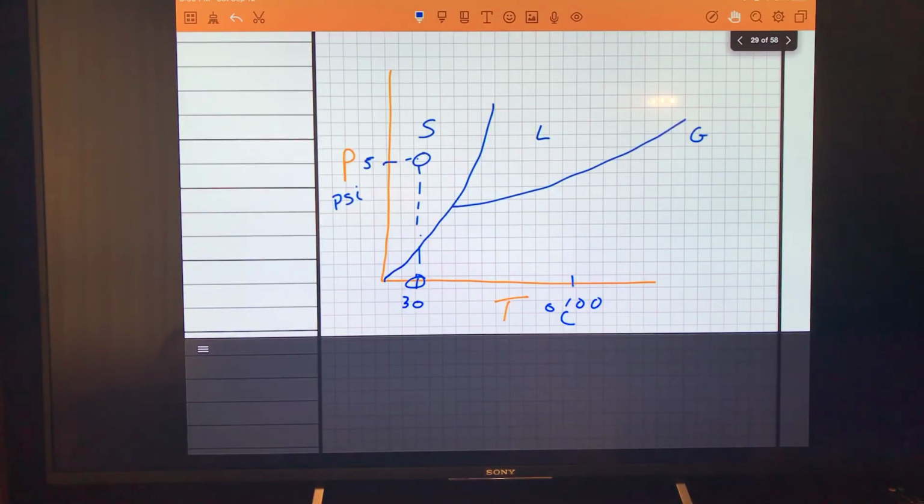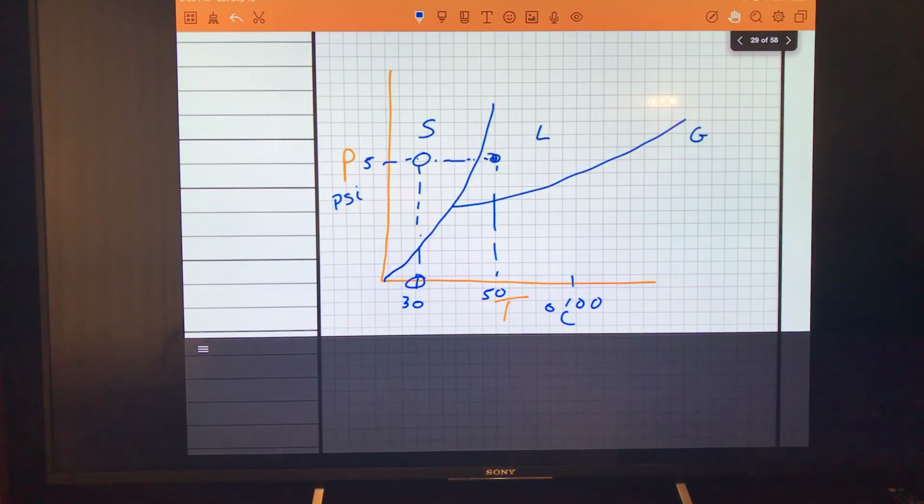So then if I asked a follow-on question, we're going to leave the pressure at 5, but increase the temperature to 50. What is the state of matter? And you go, okay, well, I leave the pressure the same. I go over to about 50. Yep, 50's about there.